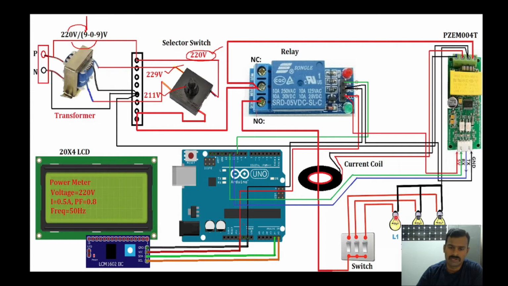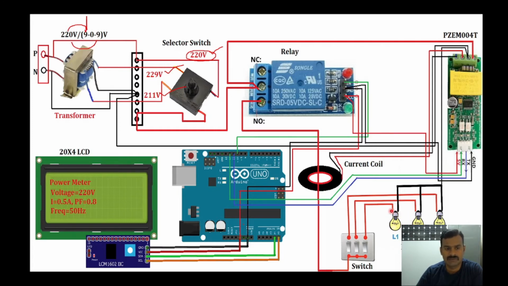If the voltage exceeds the normal voltage, say for example 229 or above, then the Arduino Uno will give the signal to the relay to open the circuit here. So the circuit will be opened here so that no power will be transferred to this load. So the load will be isolated from the supply.